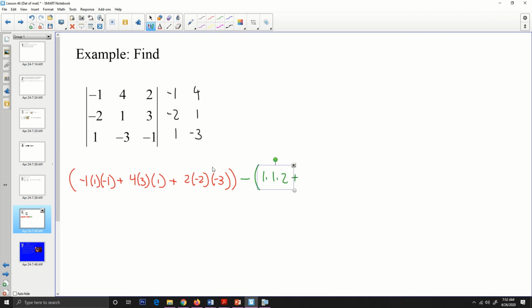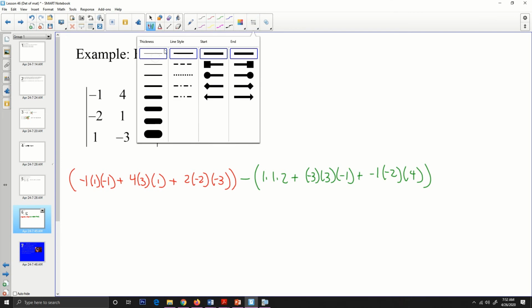And then to that, we're going to add -3 times 3 times -1. And then to that, we're going to add again that last diagonal, which will be -1 times -2 times 4. All right, so let's calculate some of these.